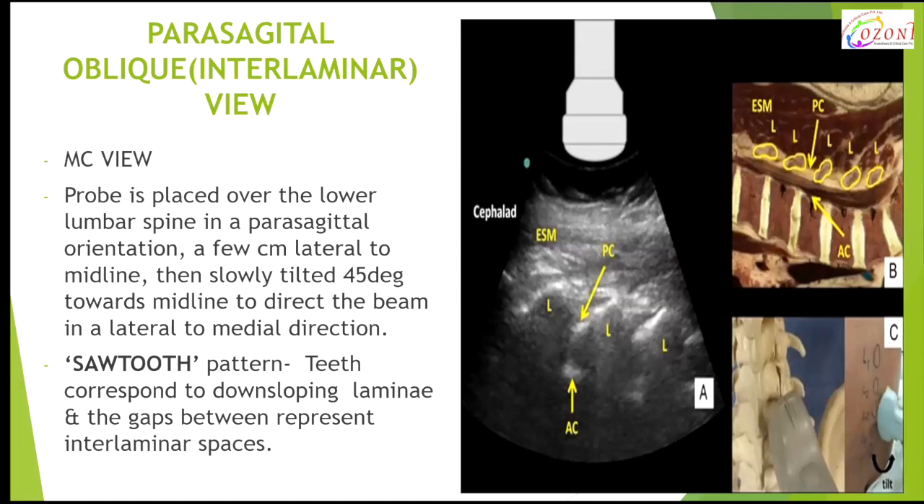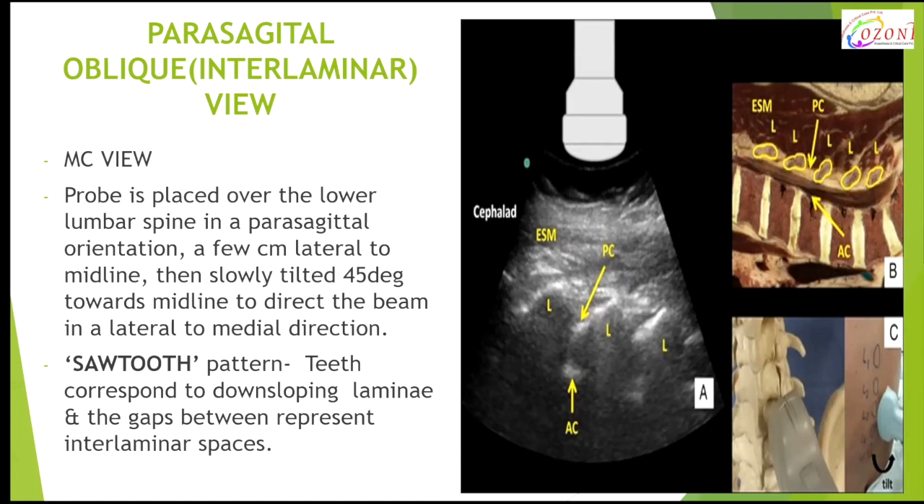Next slide. Then third is the parasagittal oblique or interlaminar view. This is the most common view. Here the probe is placed over the lower lumbar spine in a parasagittal orientation, a few centimeters lateral to the midline. Then we slowly tilt the probe 45 degrees towards the midline to direct the beam in a lateral to medial direction. Then we'll see the sawtooth pattern of lamini. The teeth correspond to the downsloping lamini, and the gaps between these lamini represent the interlaminar space.